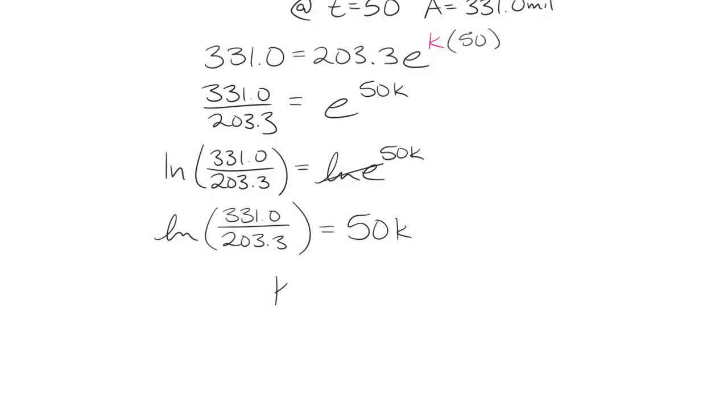Divide by 50. So we end up with natural log of 331.0 over 203.3, all divided by 50. The reason I didn't want you to do the division early of the 331 divided by 203.3 is because you'd round that number, and then we'd be using a rounded number to find another rounded number. Basically, don't type anything in a calculator until it's ready to solve for your variable. But now we can turn to our calculator.